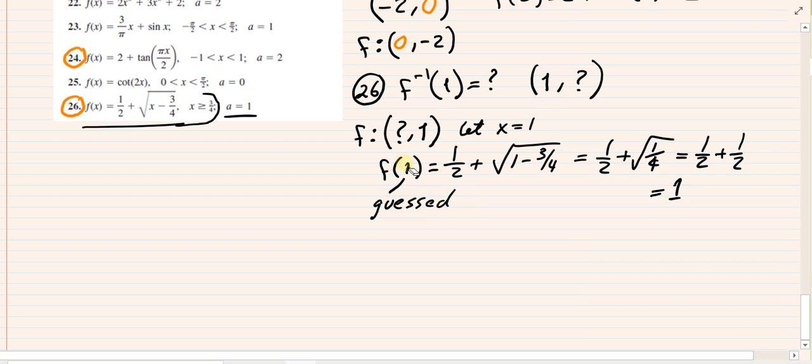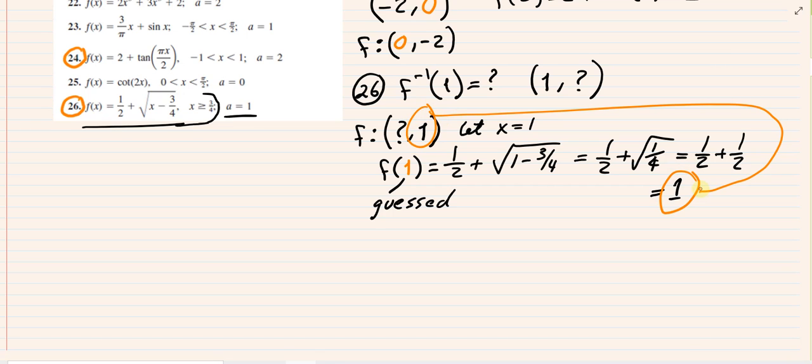Maybe I use a different color for that. Okay, this is what we guessed. We want to get these ones to be the same. So let's say if I guess, for instance, 2, I wouldn't get a 1. So I just got lucky that my first guess worked.